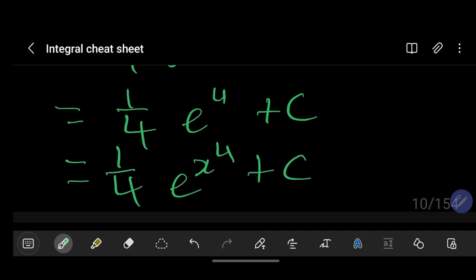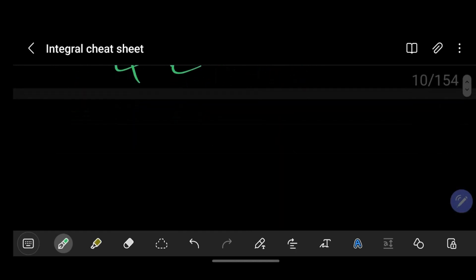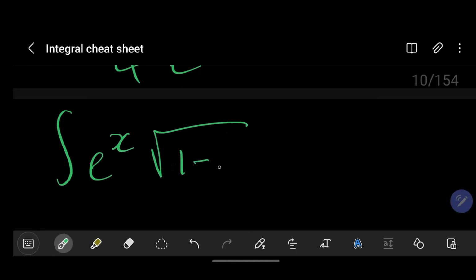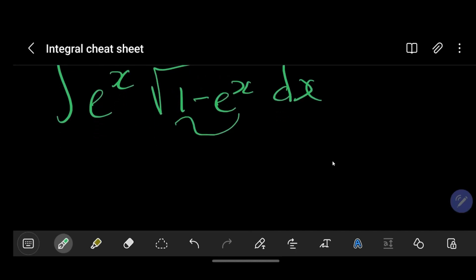Quite simple, right? So u substitution can help in a lot of the exponential problems when you're using the exponential rule. So let's do another one, right? Let's do one slightly more complicated, or maybe a bit more confusing. Let's use the integral of e to the x times the root of 1 minus e to the x dx. So the easiest way, let's see if we can use u substitution here.